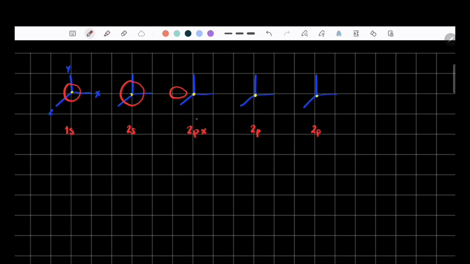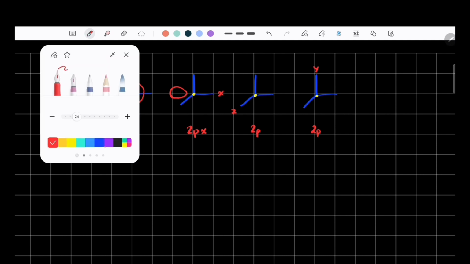Remember, this is three-dimensional. It's hard to depict this on a 2D surface, but this is three-dimensional. So you're going to have this kind of oblong area of space located along your x-axis. So, this is our x-axis, right? This is our z, and then this is our y. So this is why it's called the 2px orbital. X, okay, because it's on our x-axis.